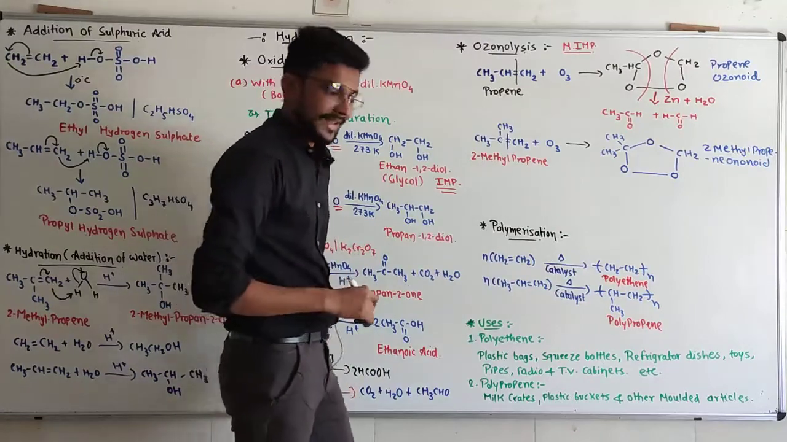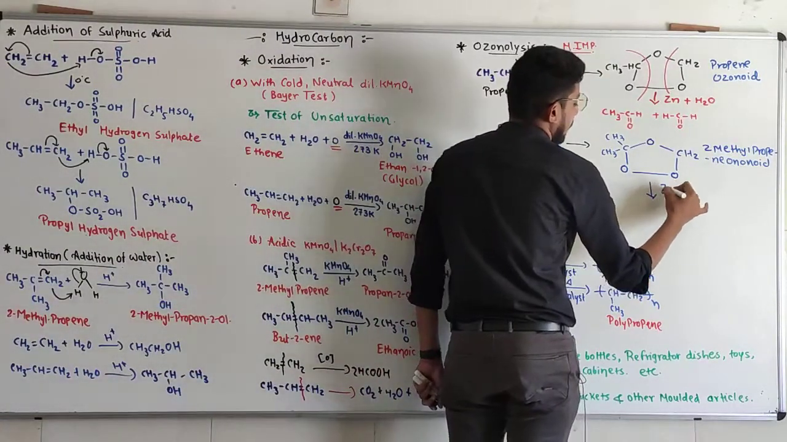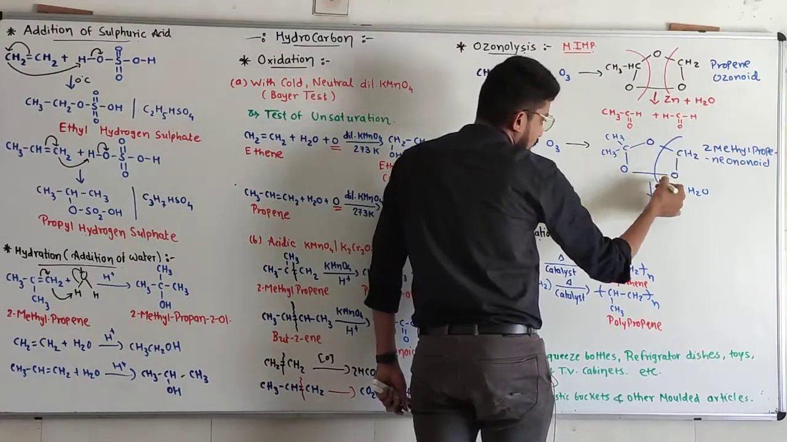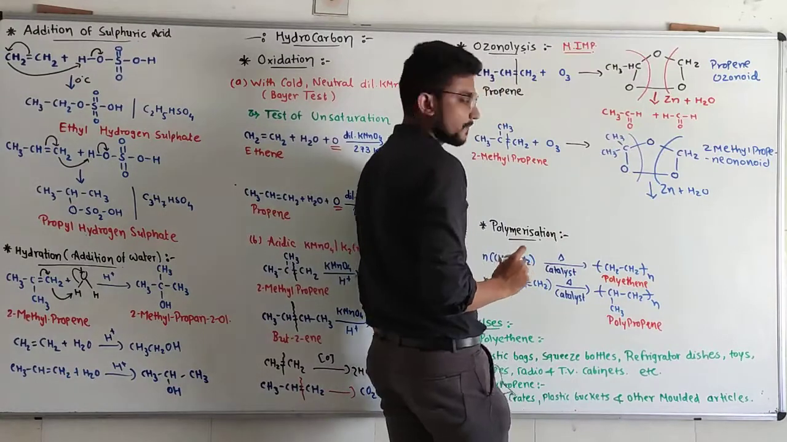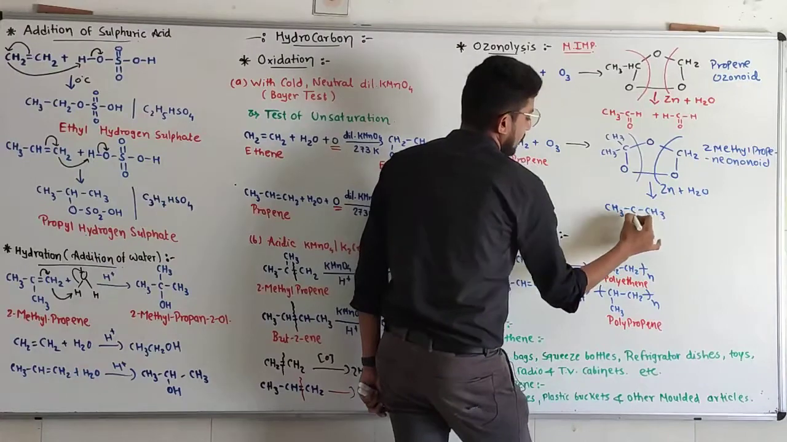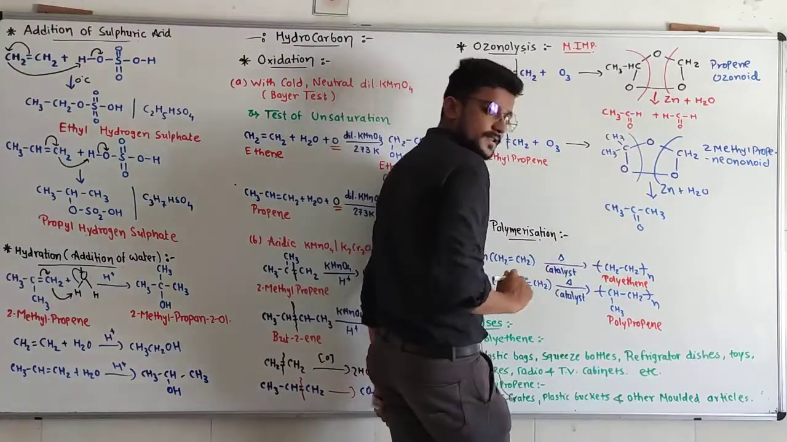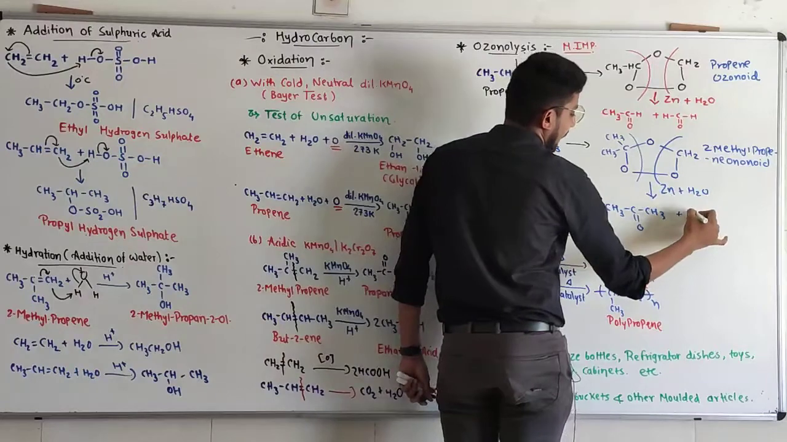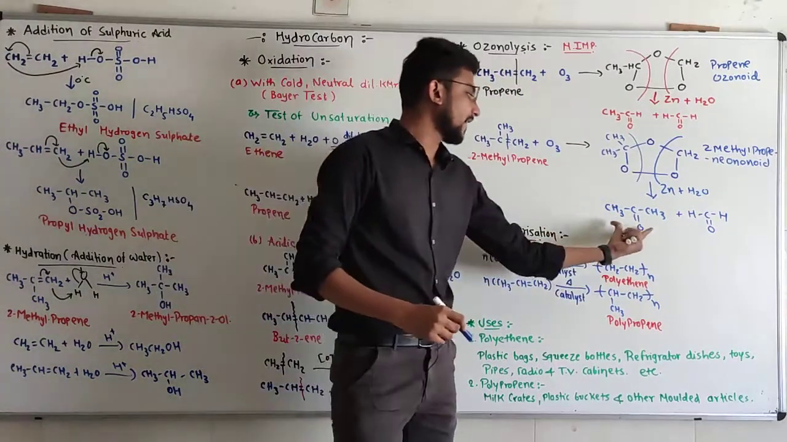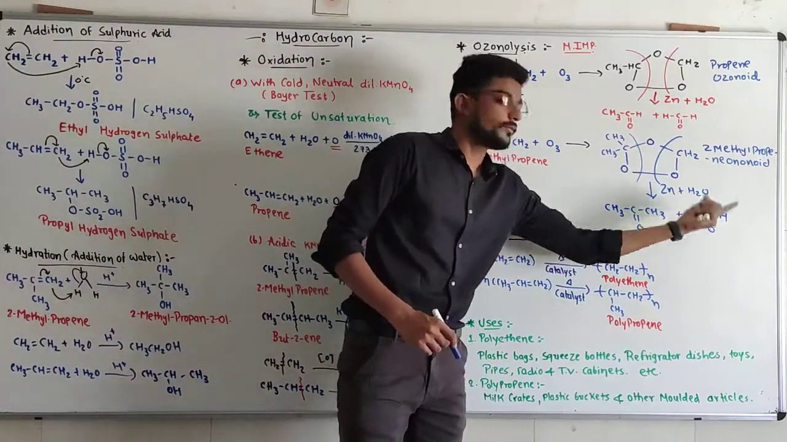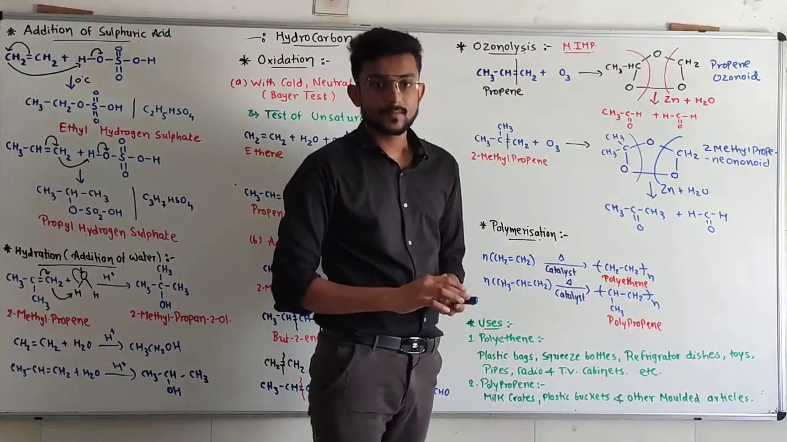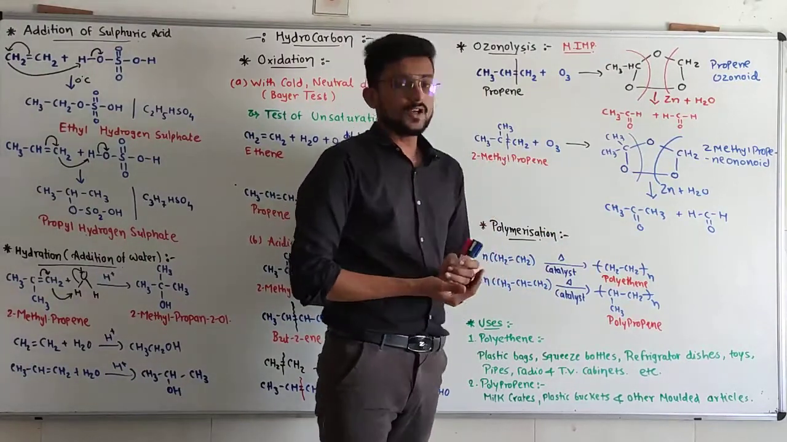Okay. The next step, which is common, is zinc in the presence of H2O. These two bonds break and these two bonds break. So here we have CH3 C CH3, and this carbon gets the double bonded oxygen. And over here HC double bond O. So we have propanone and methanal, or you can say formaldehyde. So that was the ozonolysis.